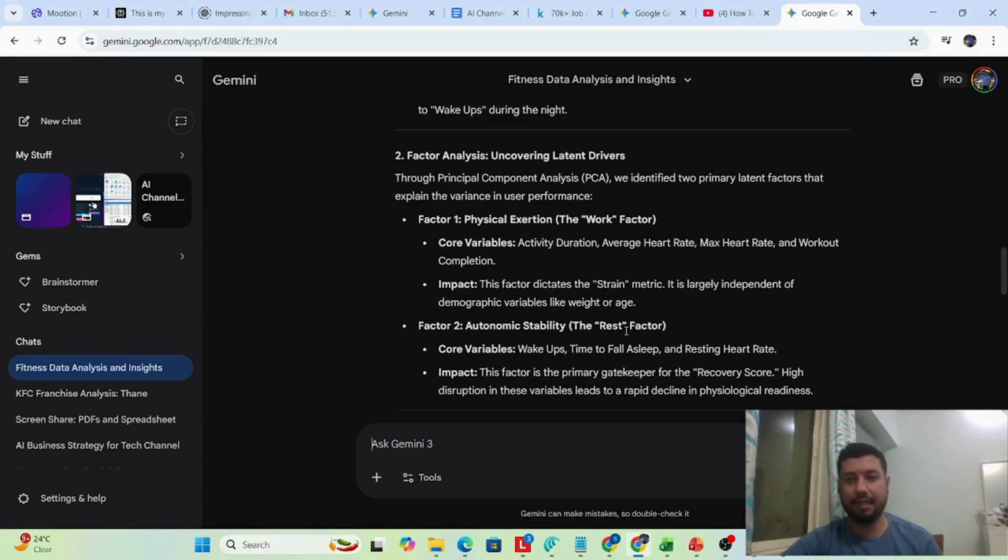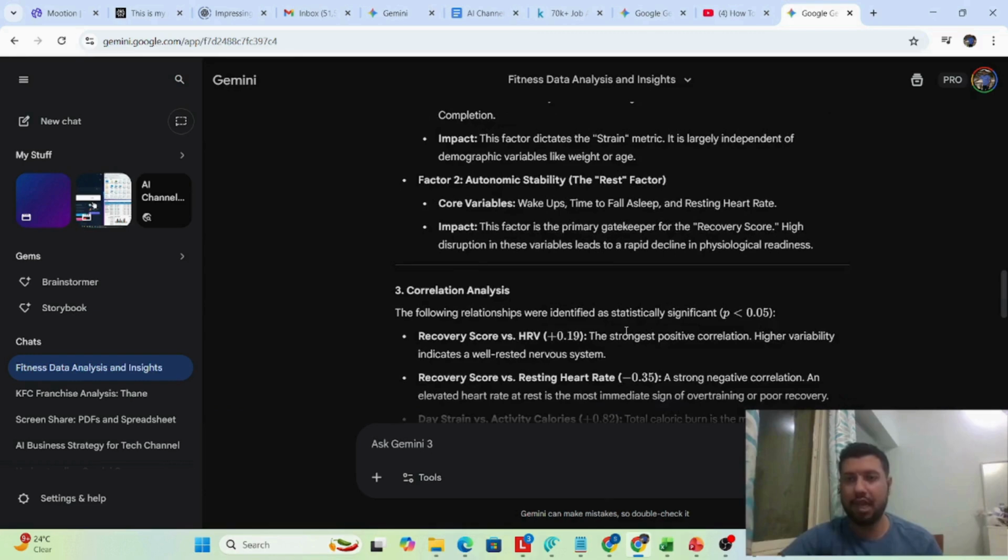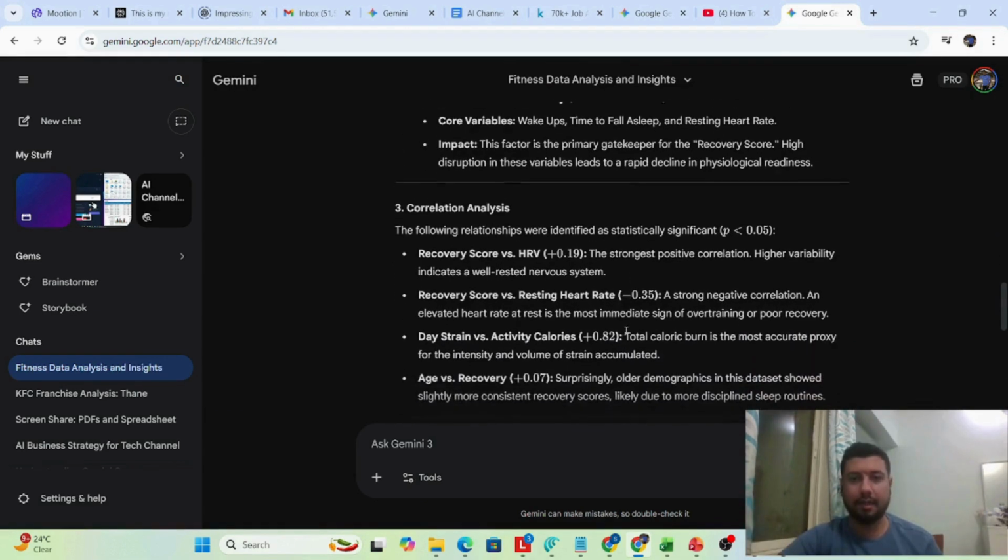We have factor one, physical exertion, the walk factor. We come to factor two, which is autonomic stability, the rest factor. Core variables are wake ups, time to fall asleep, and resting heart rate. Highly disrupted sleep patterns actually lead to core diseases, like chances of cardiac arrest and all of that.